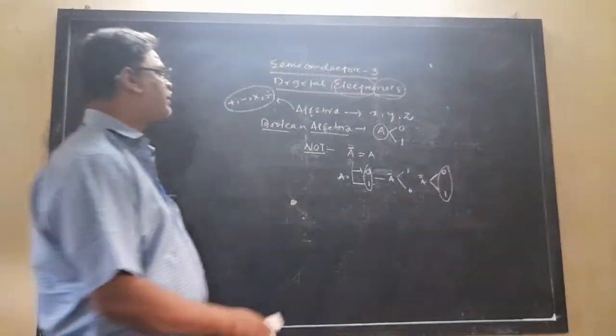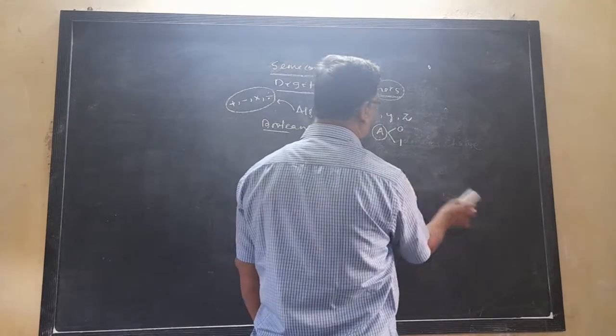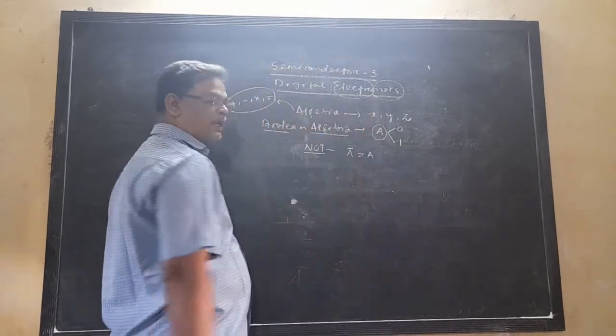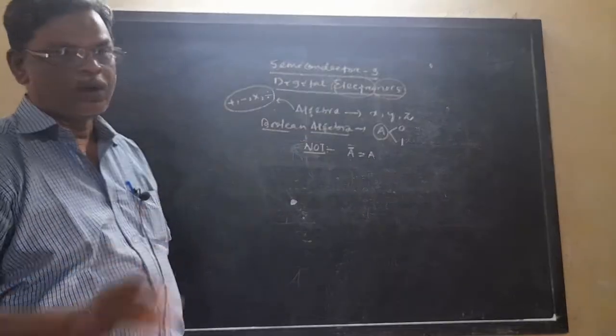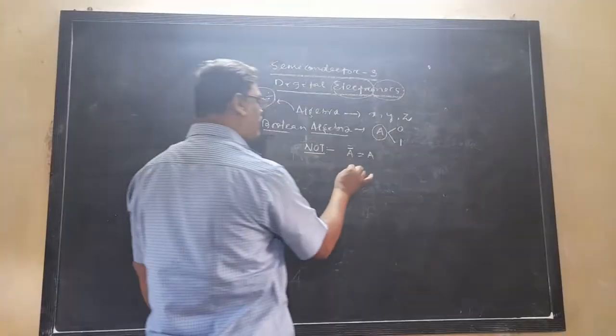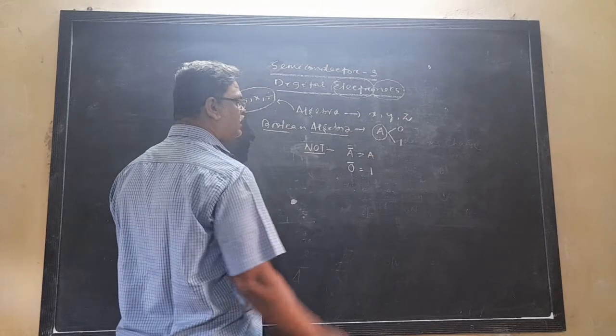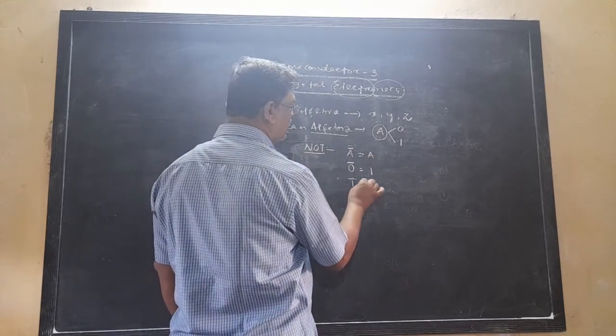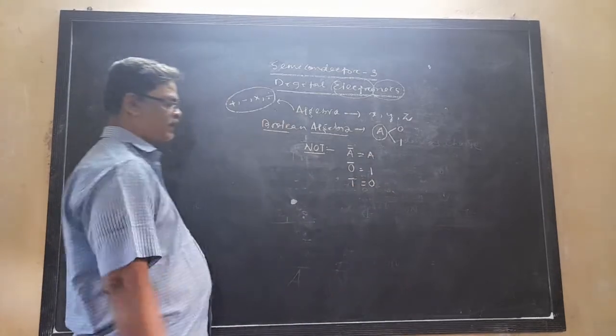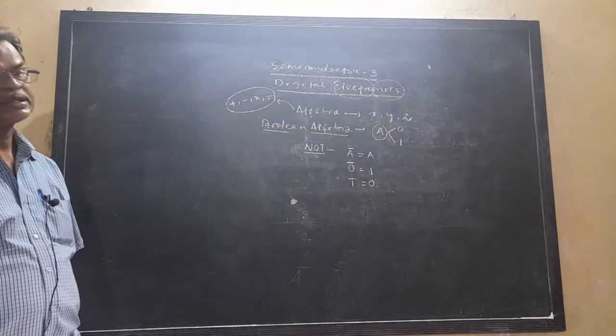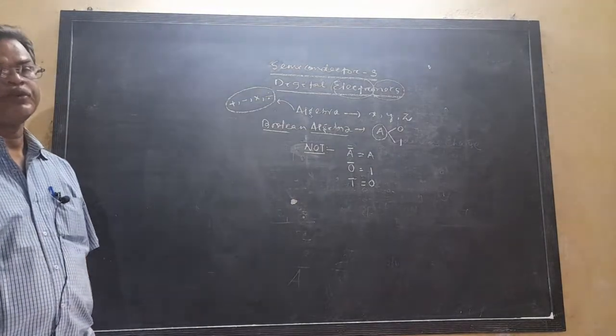So let us see the properties of negation: the negation of a negation is equal to a. That is, if we take the negation of 0, you remember, the negation of 0 is 1 and the negation of 1 is 0. The negation of 0 is 1 and the negation of 1 is the opposite.